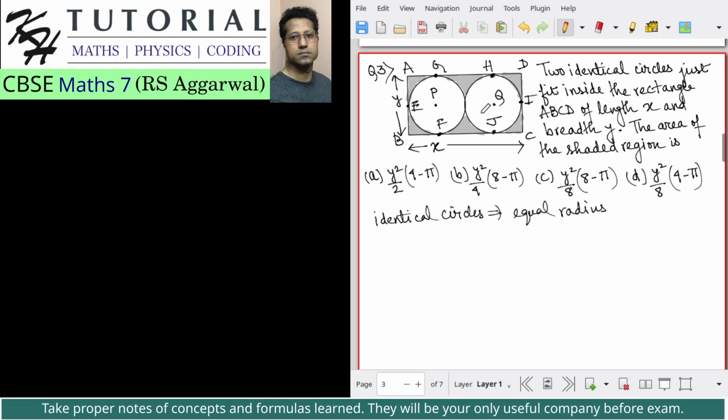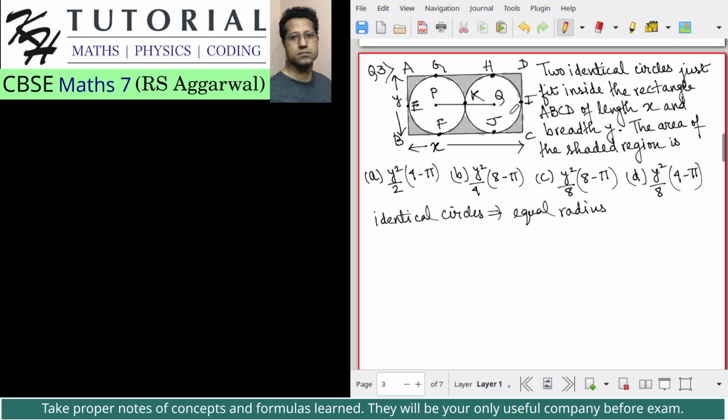Now one concept is that these two circles with centers P and Q just fit inside the rectangle, so they are also touching each other. As you can see, they are touching each other at the point, let's say K. If the two circles are touching each other at the point K, then the point K and the two centers will be collinear. They lie on the same straight line.